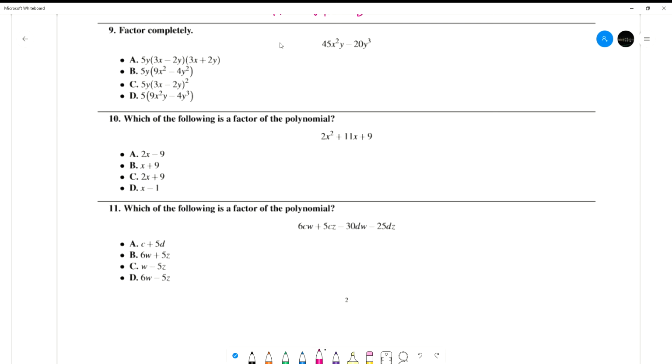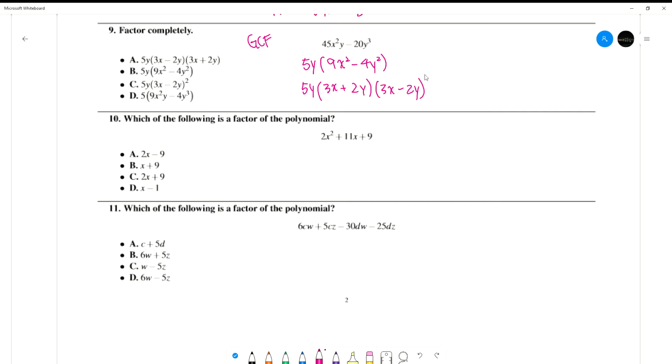For number 9, I look for the GCF, right? The GCF is what you factor whenever possible. So I see 5y, right, divides into both of them. That's the GCF. So 5y, and what do we get? We get 9x squared minus 4y squared. All right, so that means we got 5y, and then this is a difference of squares. I hope you recognize these difference of squares really easily now. So it's 3x plus 2y times 3x minus 2y.